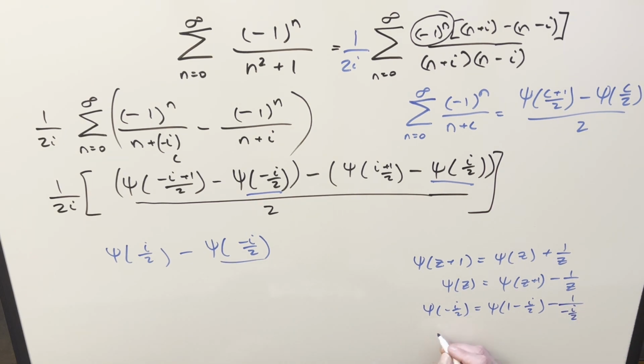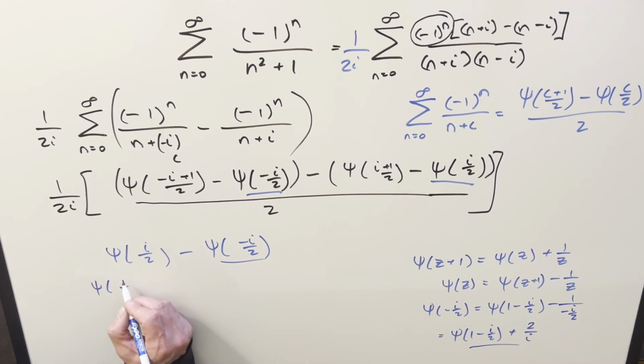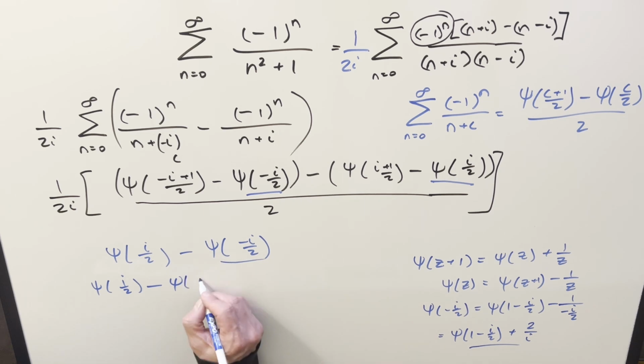So just cleaning this thing up, what we're going to have for this value right here is going to be digamma 1 minus i over 2. Here, this is going to become a plus sign. Bring the 2 into the numerator, we have 2 over i. So then we'll plug this back in here and distribute the sign in. So we have digamma i over 2 minus this stuff.